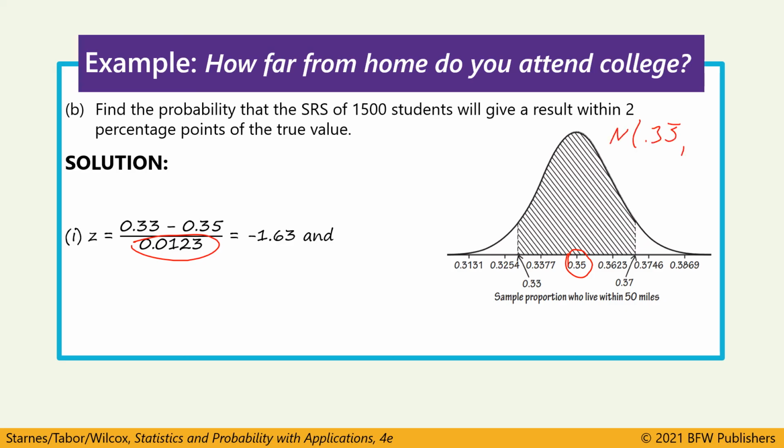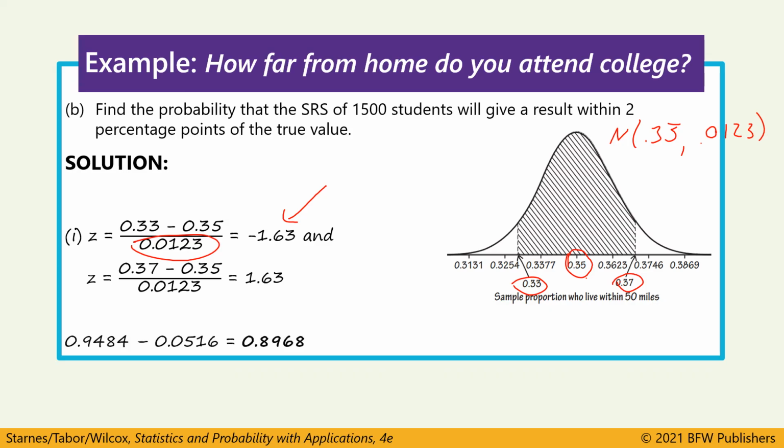We're going to go ahead and find z-scores for values that are 2 percentage points above and below that centered value of 0.35. So 2 percentage points above is 0.37, 2 below is 0.33. Here's our z-score for that lower one. Okay, when we do the higher one, we find it's the same except it's positive. And then we're going to go and look up those values in the table to get our answer.